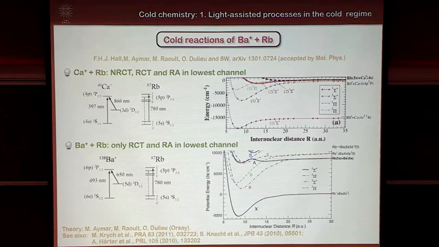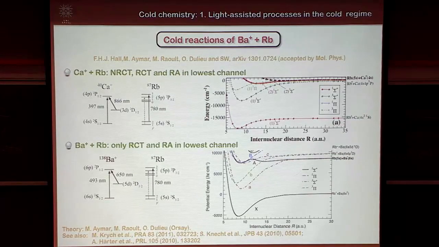So we observe the formation of molecular ions by radiative processes in these experiments. We observe acceleration of these reactions by electronic excitation. And it's a fair question to ask, is this only specific to calcium rubidium, or is this also observed in other systems?